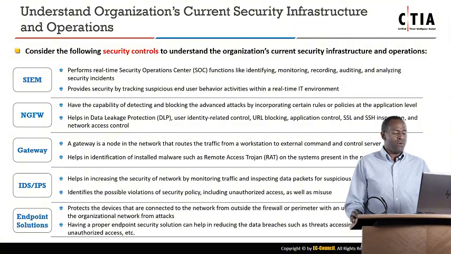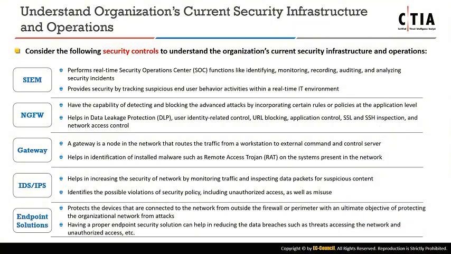Next we go to gateway. A gateway is a node in a network that routes traffic from workstations in the organization to external command and control servers. So it acts as a way to move data from inside the organization to the edge of the organization. And what you can do with a gateway is use it to identify installation of remote access Trojans, or RATs, and other types of malware on a system.